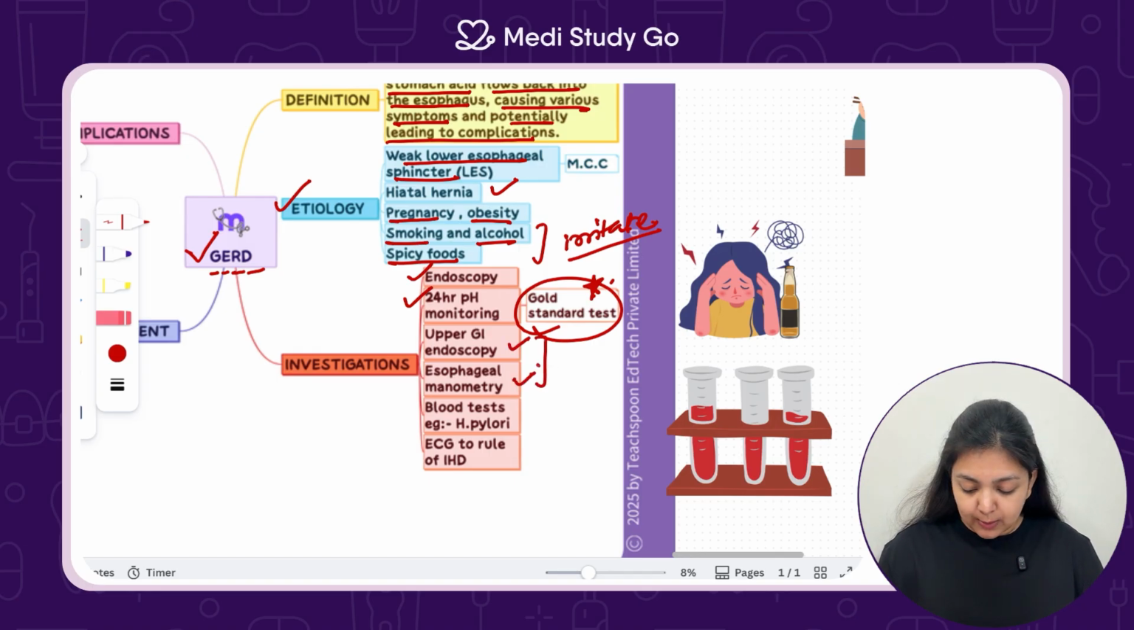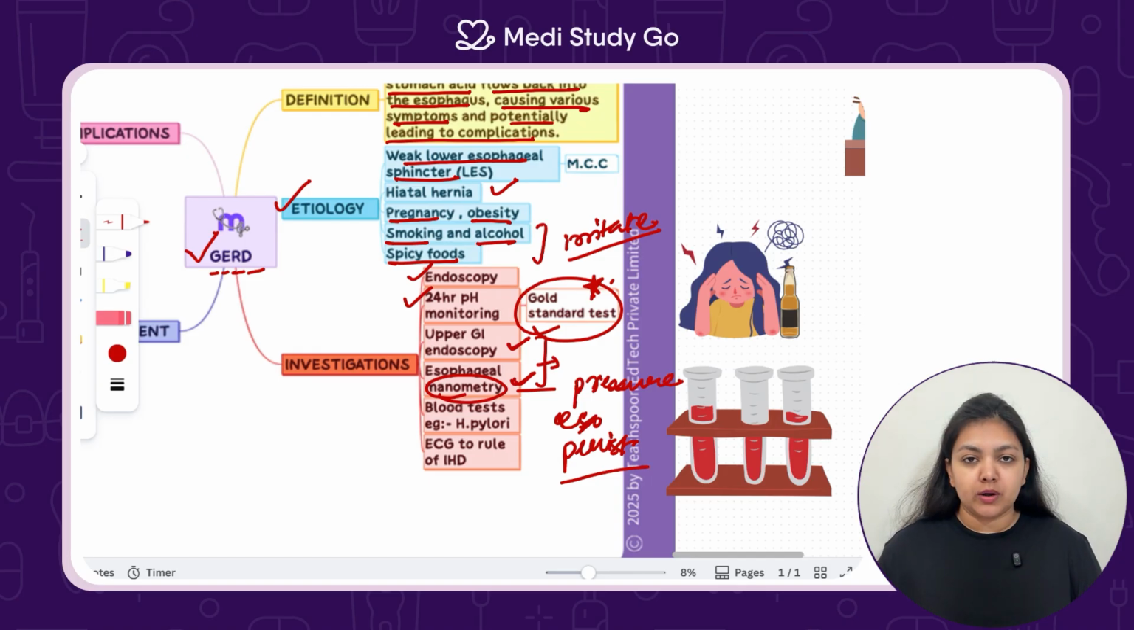Then we can also do upper GI endoscopy and esophageal manometry to see what is happening in the upper GI tract, which is the esophagus part. So what is manometry? It is to measure the pressure with which the esophagus is doing peristalsis. If this is normal, we can rule out one of the factors.